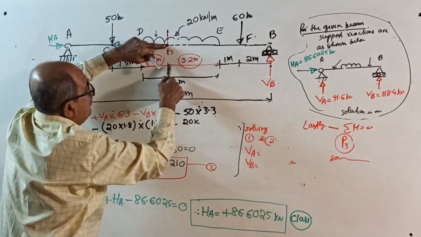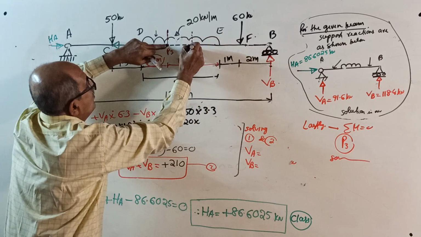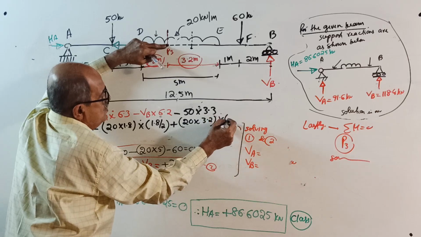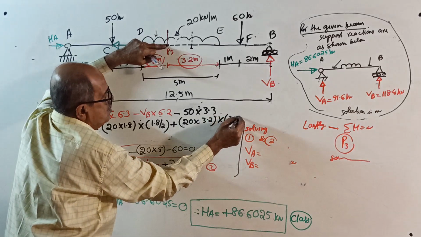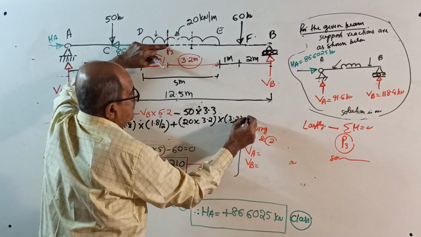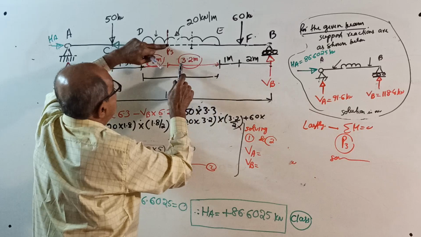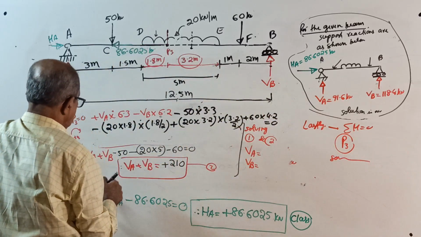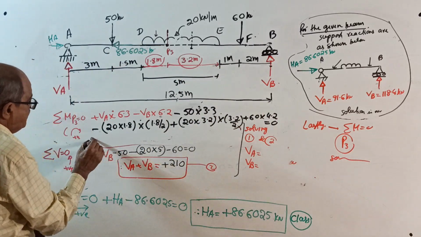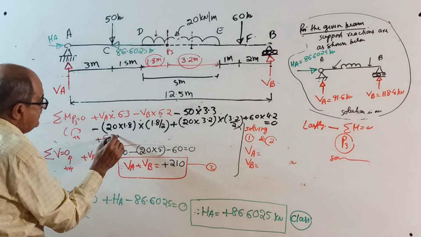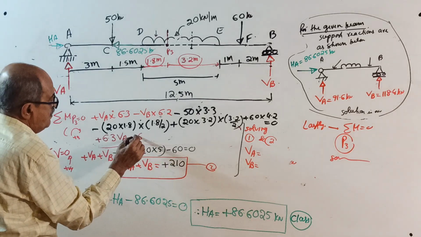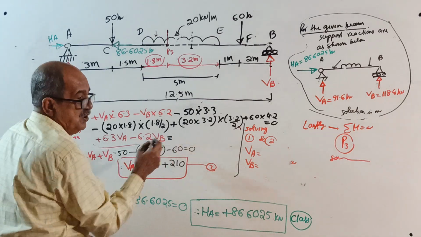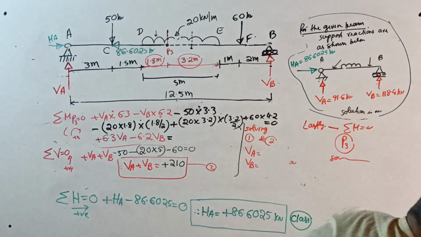20 into 3.2, see somewhere here, one more load. 20 into 3.2 into 3.2 by 2 clockwise. Lastly, plus 60 into 4.2 equal to 0. You will get plus 6.3 VA minus 6.2 VB equal to, I will calculate. I don't know the answer.